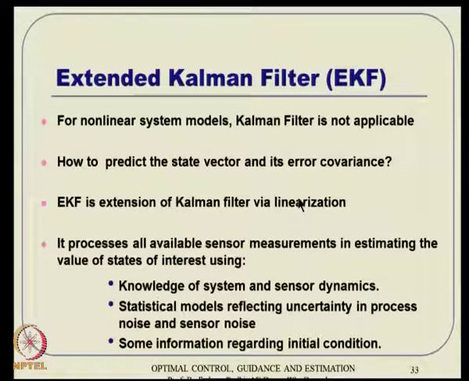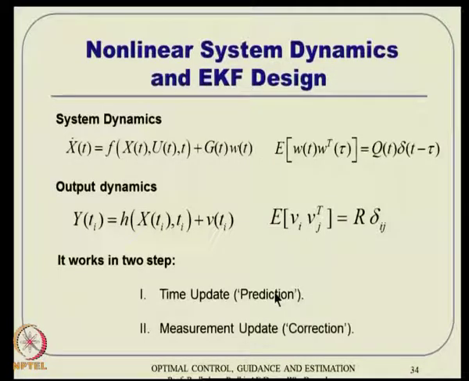It uses all available sensor measurements in estimating the value of the states of interest, and it uses three things. It uses the knowledge of the system and sensor dynamics, it uses the statistical models reflecting the uncertainty of the process noise and sensor noise, and also it uses some information regarding the initial condition. So, using these things we will be able to compute the estimated state.